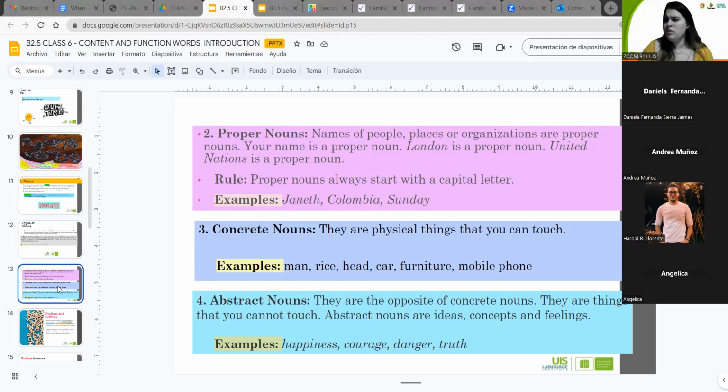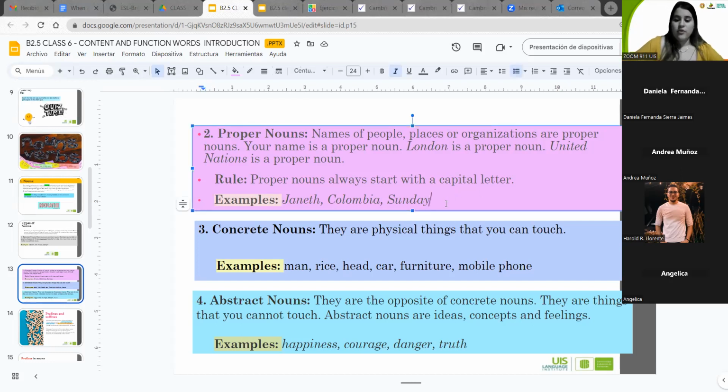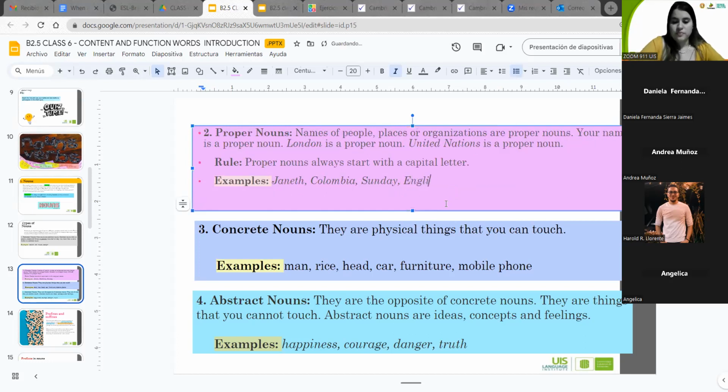Teacher, are languages proper nouns? Yes. If you talk about a particular language, like English or Spanish, they are proper nouns, so you always have to write them in capital letters. Those are proper nouns. Okay, teacher. Of course. Oh, what did I write here?